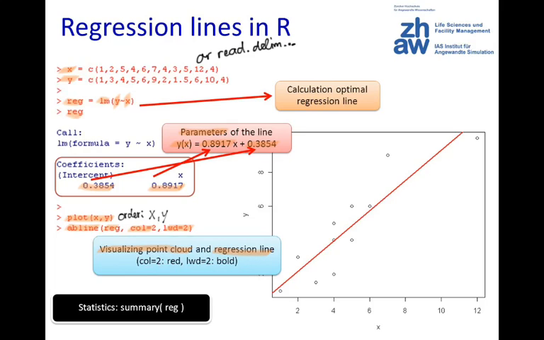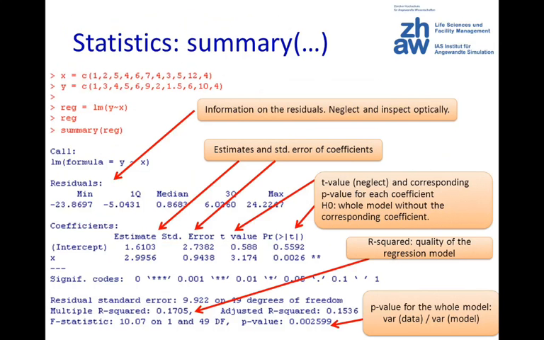So far, this may be already known. Now, how do we do statistics on this regression line? How do we assess whether our model is significant? This can be done with the command summary of this regression object. Let's have a closer look at this. The command summary yields, first of all, information on the residuals. We can neglect that at this point and just inspect the residuals optically later on.